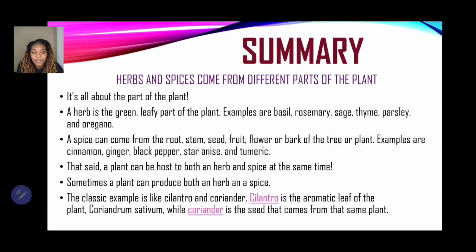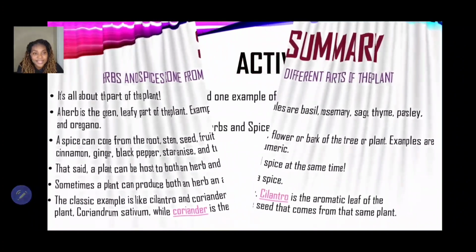With that said, a plant can be host to both what? Herbs and spices at the same time. Now, sometimes a plant can produce both a herb and a spice. The classic example is like what? Cilantro and coriander, right? Now guys, cilantro is the aromatic leaf of the plant, while coriander is the seed which comes from the same plant. All right, now that's the summary. Let us move on to our activity.